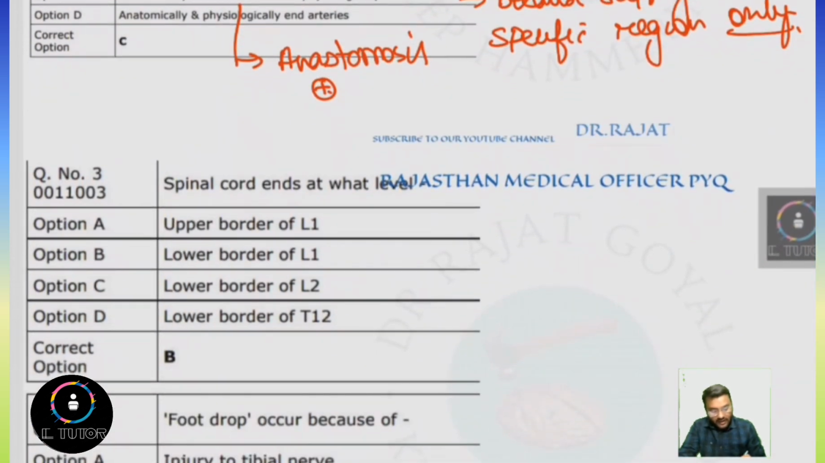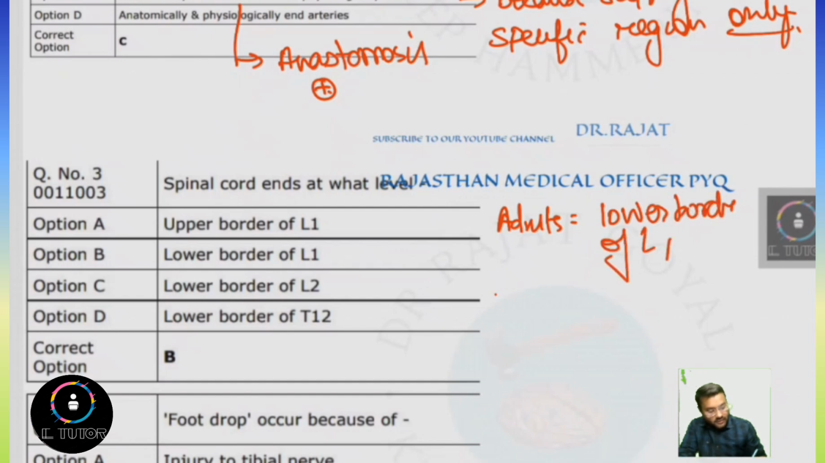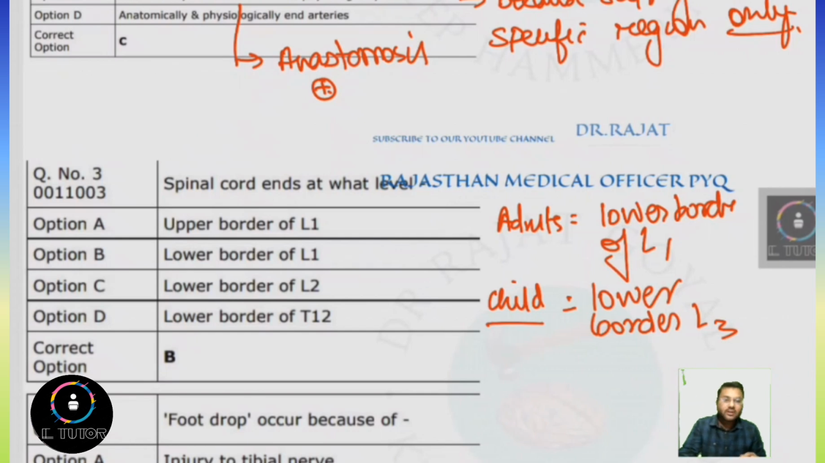Spinal cord ends at what level? If we talk about adults, then it ends at the lower border of L1, and in children, the lower border of L3. So in this question, if we consider adults, the answer will be lower border of L1. Option number B is the correct option.